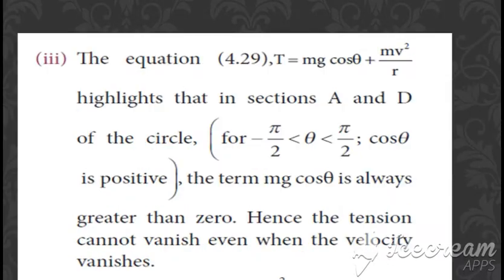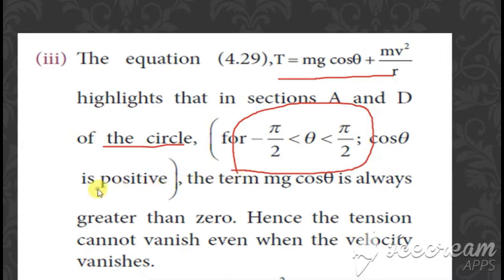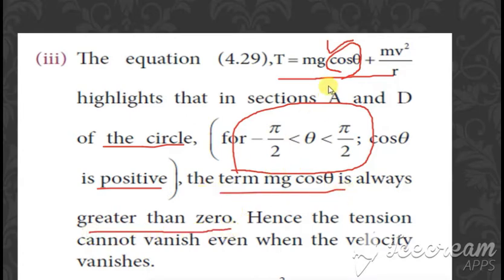Next point is the equation. We are going to take the equation T is equal to mg cos theta plus mv square divided by r. In this equation, the highlight is that in the sections A and D of the circle, we are considering theta to be minus pi by 2 to pi by 2. So cos theta is positive. If cos theta is positive, this value is always greater than 0. So we can say that mg cos theta is always greater than 0.